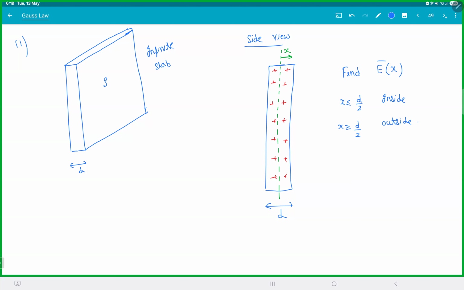How do we approach an infinite slab? If you make d equal to 0, it becomes an infinite sheet. A sheet is nothing but a slab with a negligible thickness. Try. I'll give you a minute.